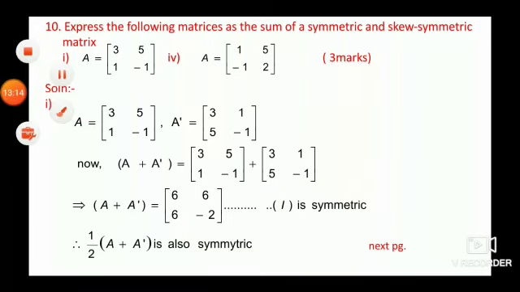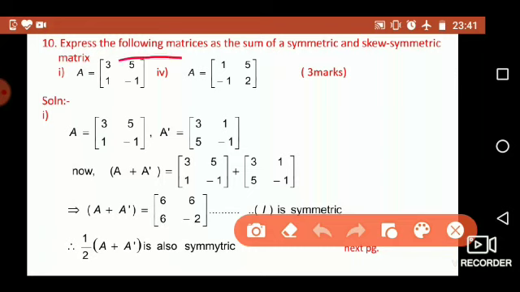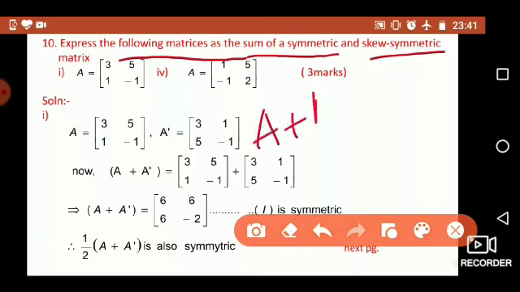Let me start with the 10th example from exercise 3.3, which is very important from the exam point of view. Express the following matrices. There are two examples given for us as the sum of a symmetric and a skew symmetric matrix. We know that A plus A dash is symmetric and A minus A dash is skew symmetric.